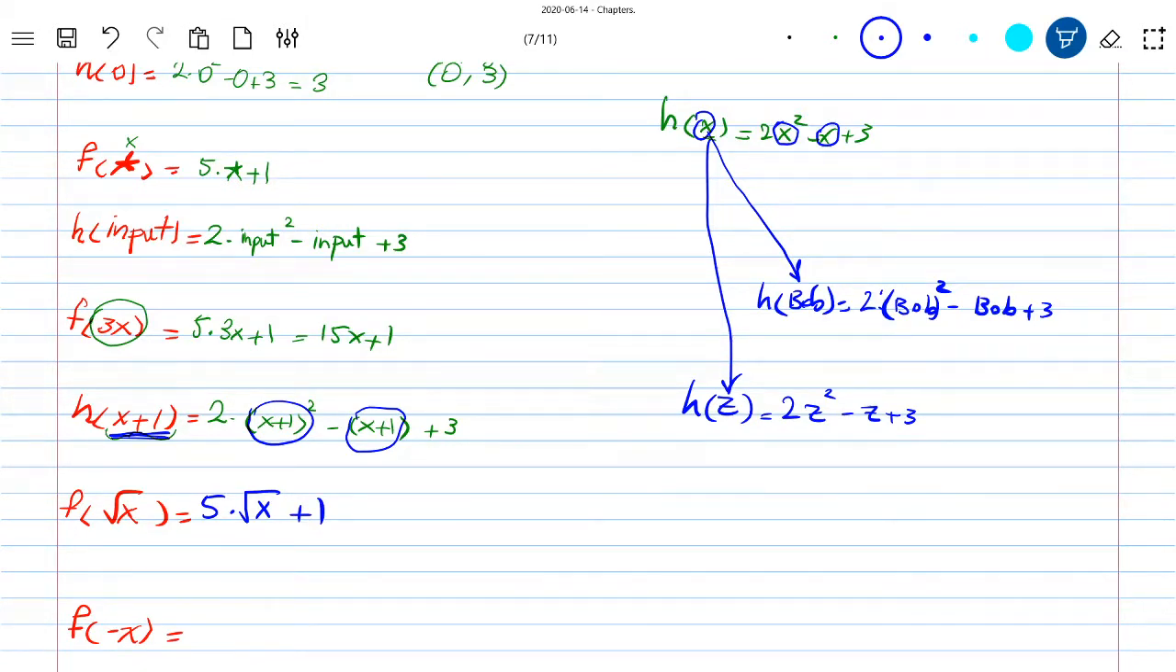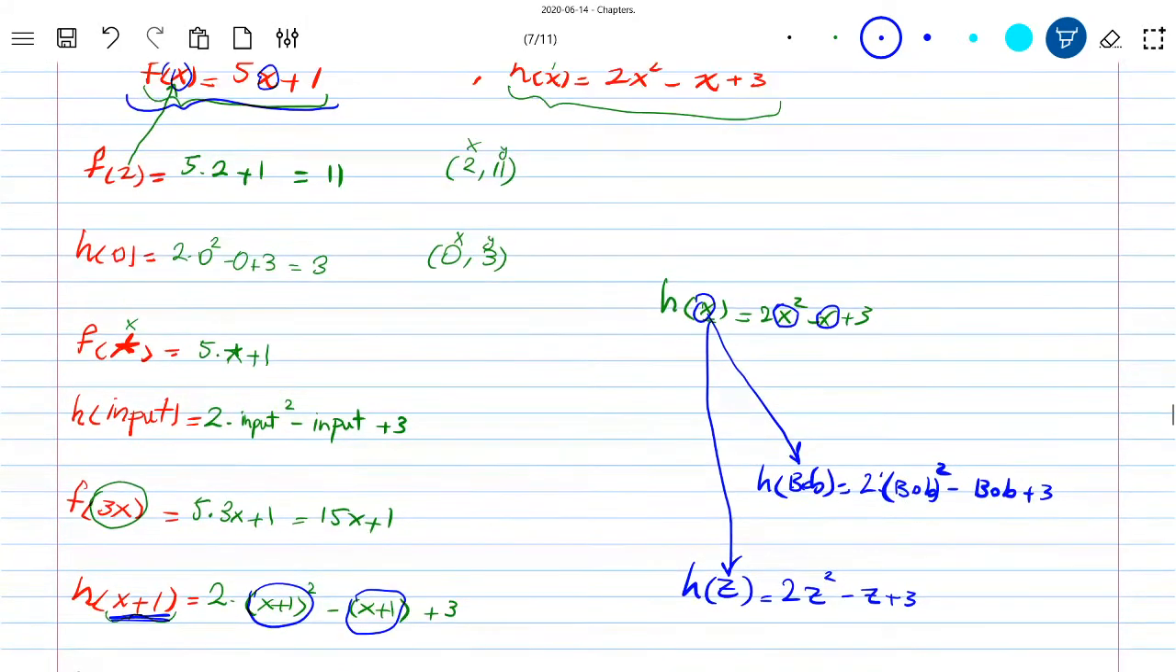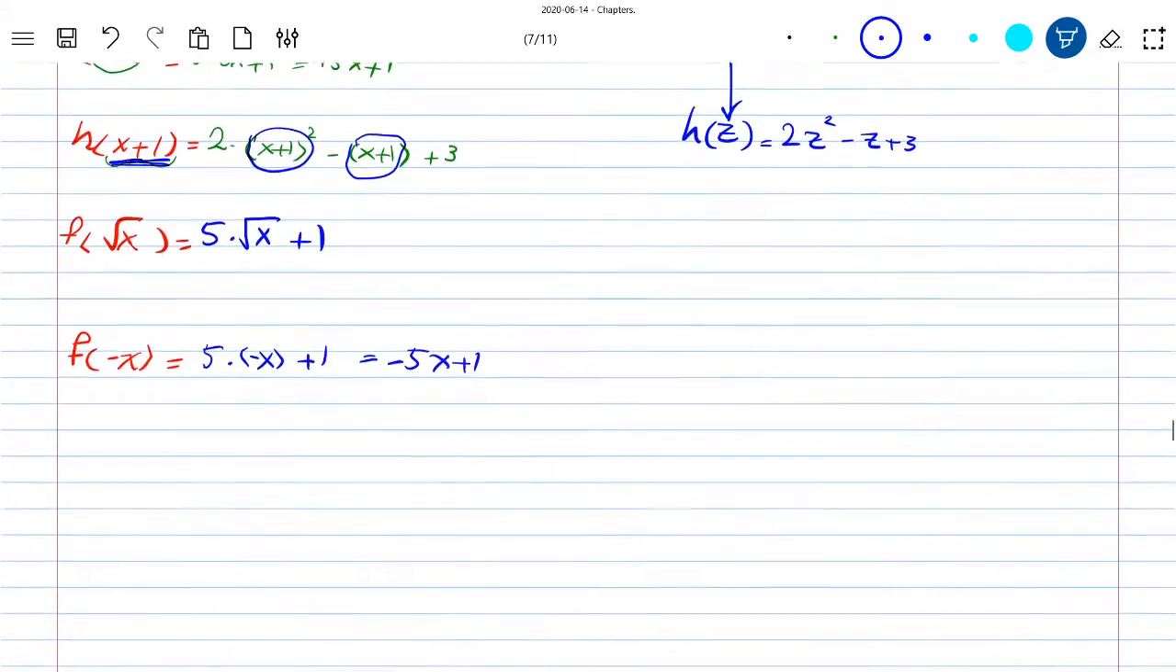How about they ask you what is f of negative x? Again, you replace negative x: 5 times negative x plus 1. Try to use parentheses because it's not 5 minus x, it's 5 times negative x, and it becomes negative 5x plus 1. It's very important that you multiply correctly, do not subtract.